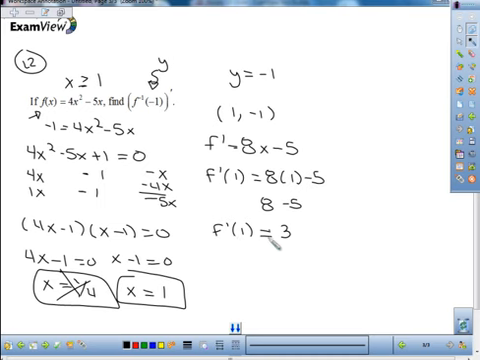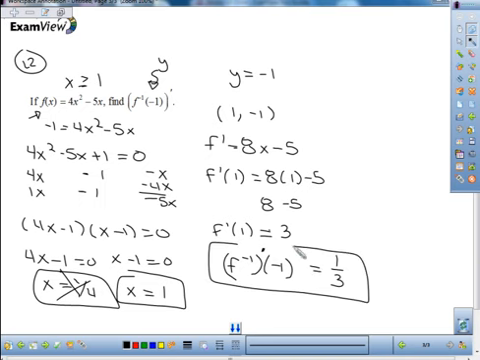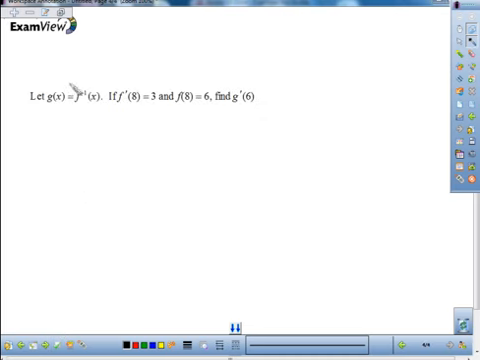So since the derivative of f is equal to 3, the derivative of the inverse at the y value is the reciprocal. Okay, so g is going to be my inverse.